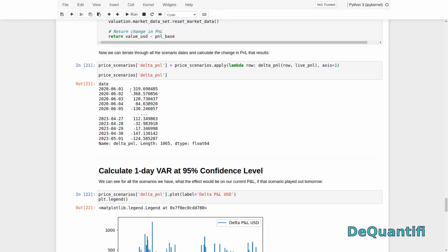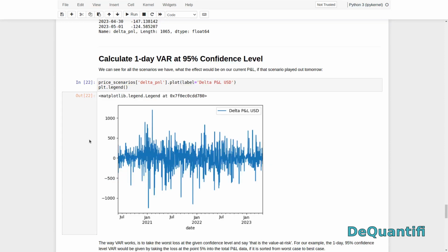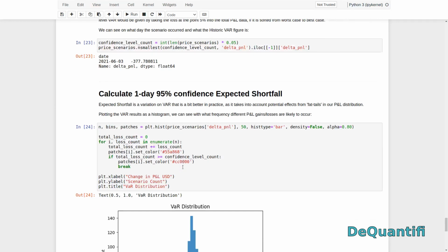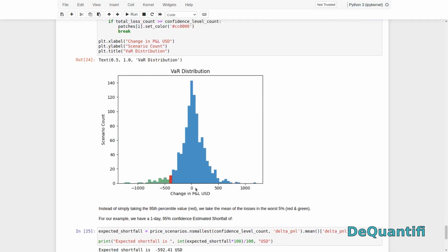And then we can take a look at the changes in P&L for each scenario that we get. Plotting those results as a simple graph, we can see the change in P&L for each of the scenario dates. It goes up, down, hovers around 0. And a slightly better way to look at that is as a histogram. What we do is we pluck the VaR figure out of the 5% worst P&L impact figure.